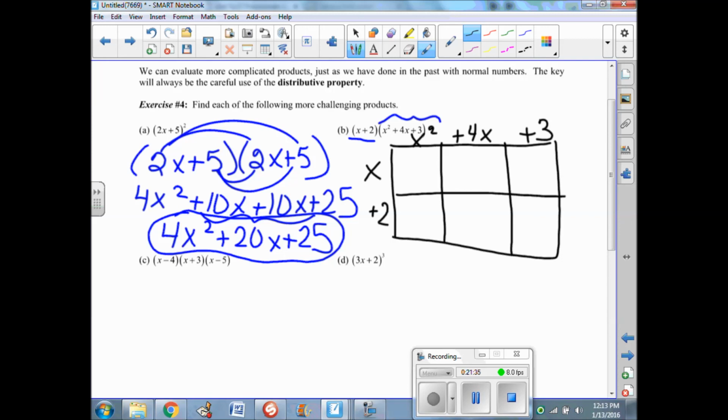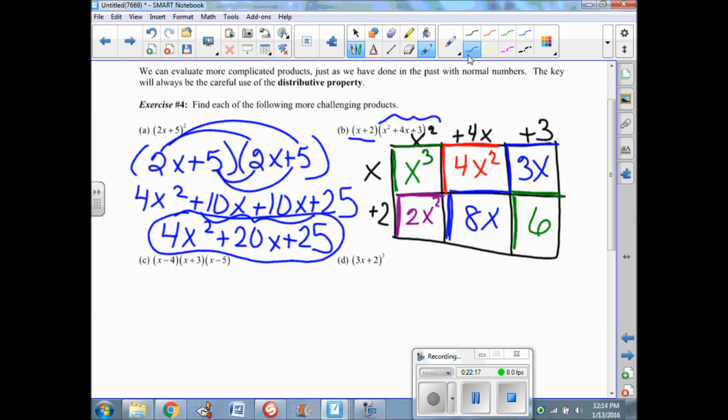Do you agree? Okay. So what is x times x squared? It's x to the third. Now do that second box. What is x times 4x? It's 4x squared. Now find the area of this third box. X times 3 is 3x. Now go down to the bottom. What is 2 times x squared? 2x squared. Running out of colors here. What is 2 times 4x? 8x. And then finally, what is 2 times 3? 6. Now, combine like terms.